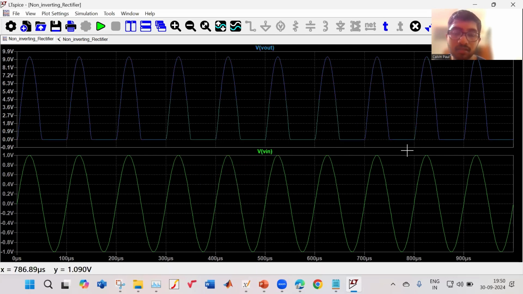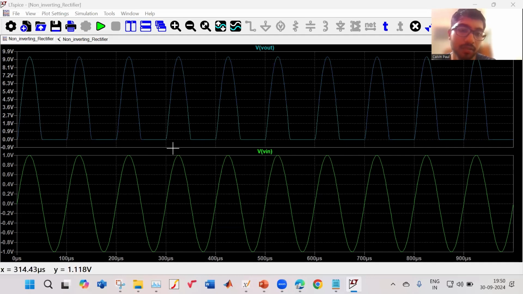Now is it clear? ठीक है सर अभी. Okay. So this is how, but there is a problem. You see, it should be positive, but it should go to 10. But it's not going to 10, it is going to 9.1. And why do you think that is happening? डायोड वोल्टेज ड्रॉप सर. Yes, because of the drop due to the diode.